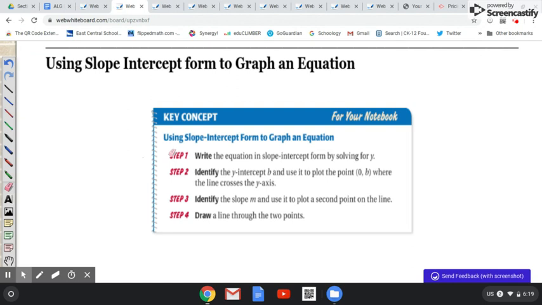We're going to follow a 4-step process to graph a straight line using the slope-intercept form. One thing we've got to check for is our first step. We're always going to check to see, is our line in slope-intercept form? Does it look like y equals mx plus b? If it doesn't, we may have 1 or 2 steps to change it before we can continue.